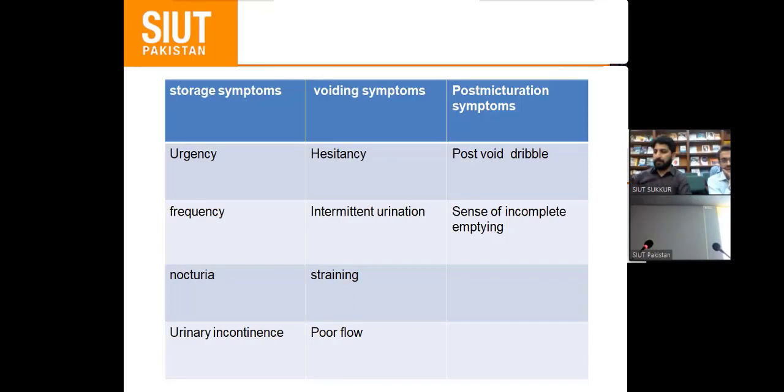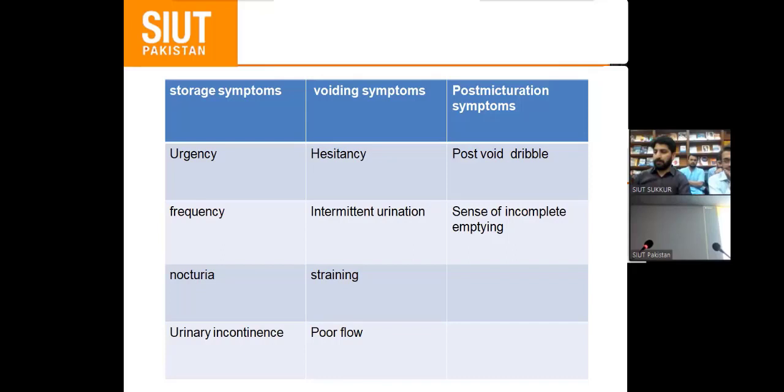Dr. Shersha? Urgency. Strong desire. What types? Complete the definition. A strong desire to void, which a person is unable to postpone.